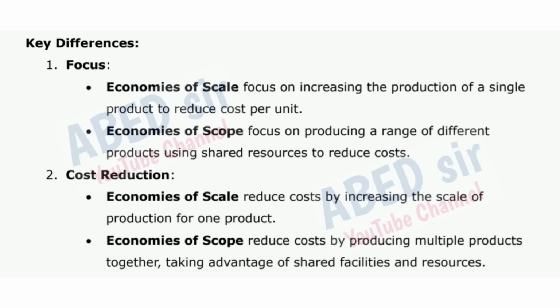Key differences: 1. Focus. Economies of scale focus on increasing the production of a single product to reduce cost per unit. Economies of scope focus on producing a range of different products using shared resources to reduce costs. 2. Cost reduction. Economies of scale reduce costs by increasing the scale of production for one product. Economies of scope reduce costs by producing multiple products together, taking advantage of shared facilities and resources.